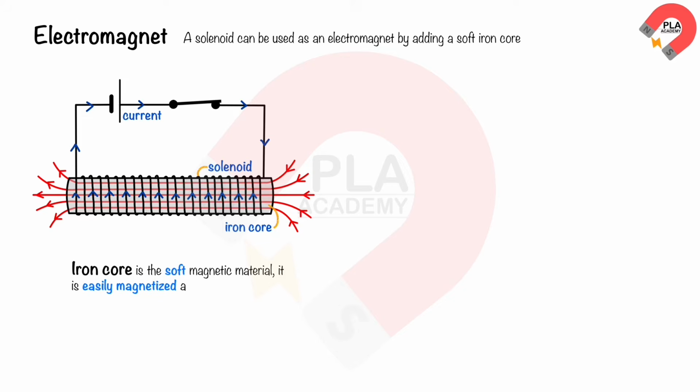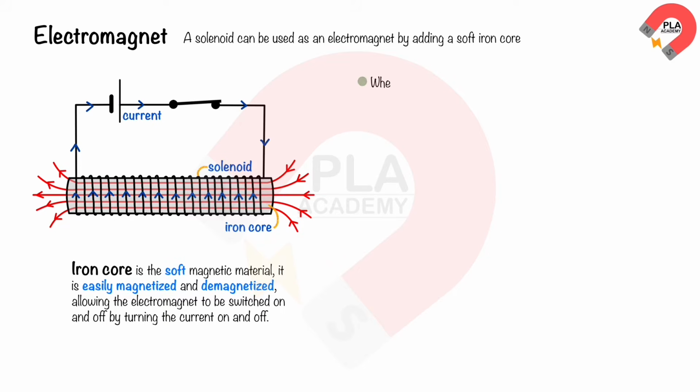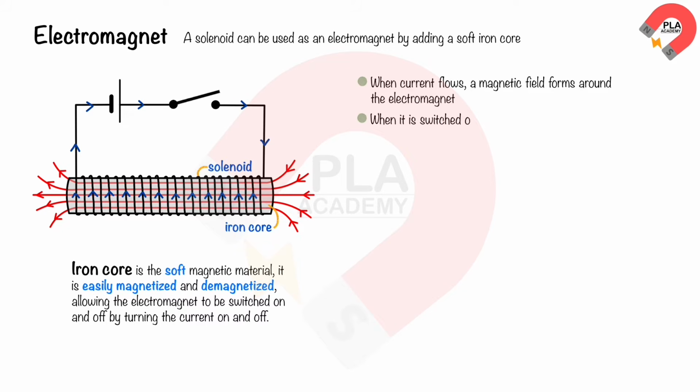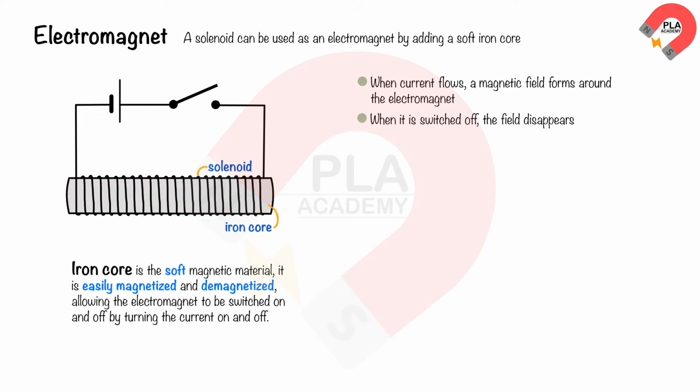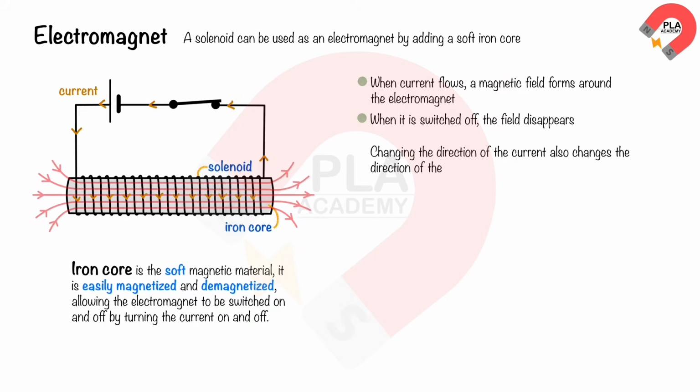Iron is a soft magnetic material. It is easily magnetized and demagnetized, allowing the electromagnet to be switched on and off by turning the current on and off. When current flows, a magnetic field forms around the electromagnet. When it is switched off, the field disappears. Changing the direction of the current also changes the direction of the magnetic field produced by the iron core.